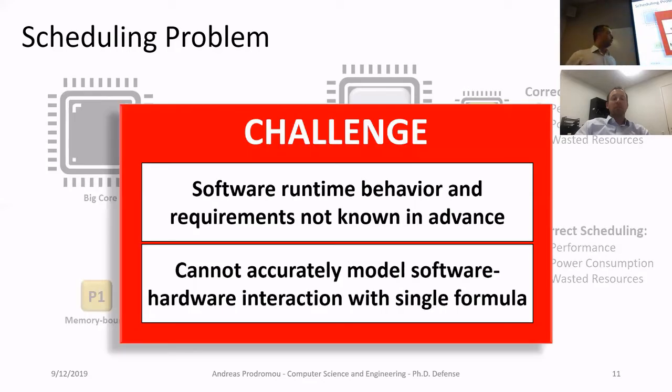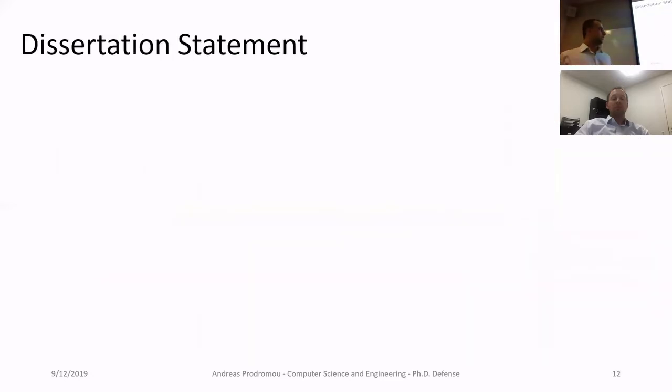There are, however, two significant challenges. The first one is we don't really know the requirements of software in advance. And the second is we can't really accurately model all the interactions between software and hardware with a simple formula. We need something a little more complex. Which brings us to the statement of this dissertation.